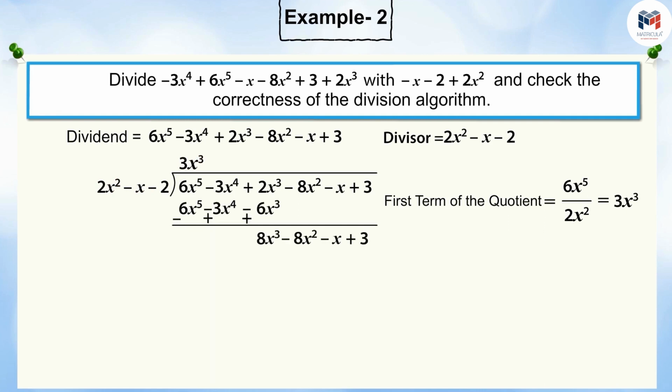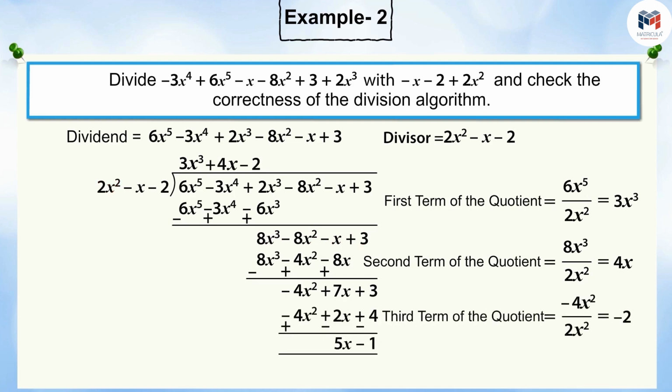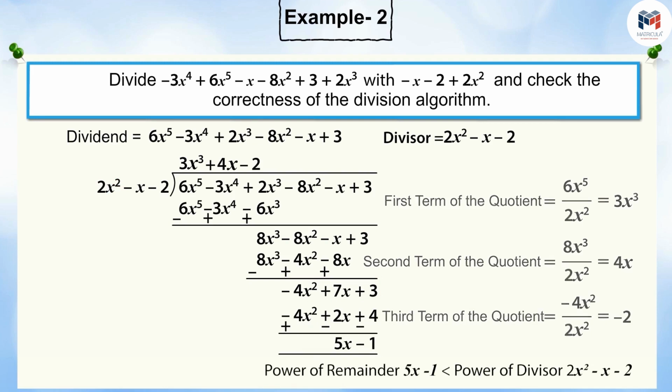After subtracting, the remainder we get is 8x raised to the power 3 minus 8x raised to the power 2 minus x plus 3. This becomes the new dividend. Repeat the division process with the new dividend, which is 8x cubed minus 8x squared minus x plus 3. Now, perform the division process with the remaining terms, minus 4x squared plus 7x plus 3. Now, the power of the remaining terms, 5x minus 1, is less than the degree of the divisor. Therefore, we cannot proceed with the process of division.